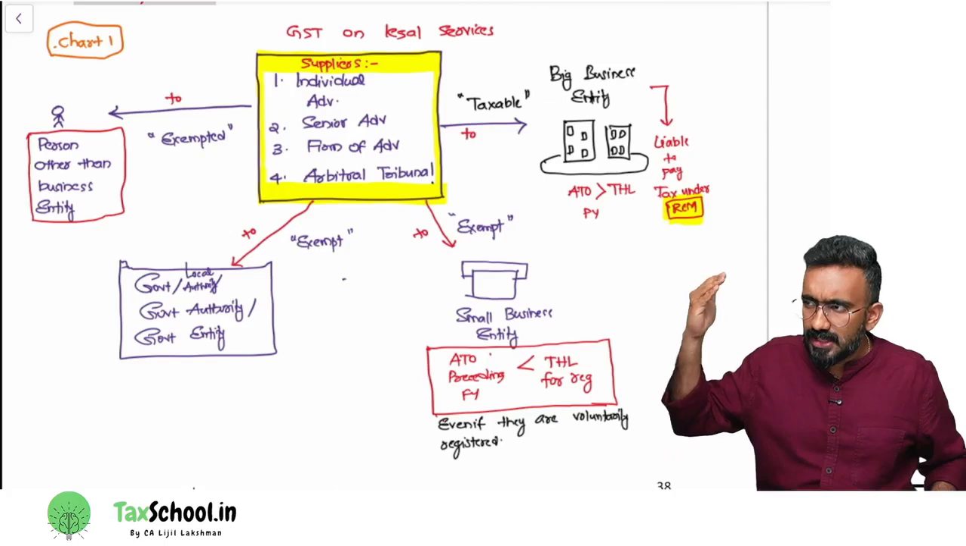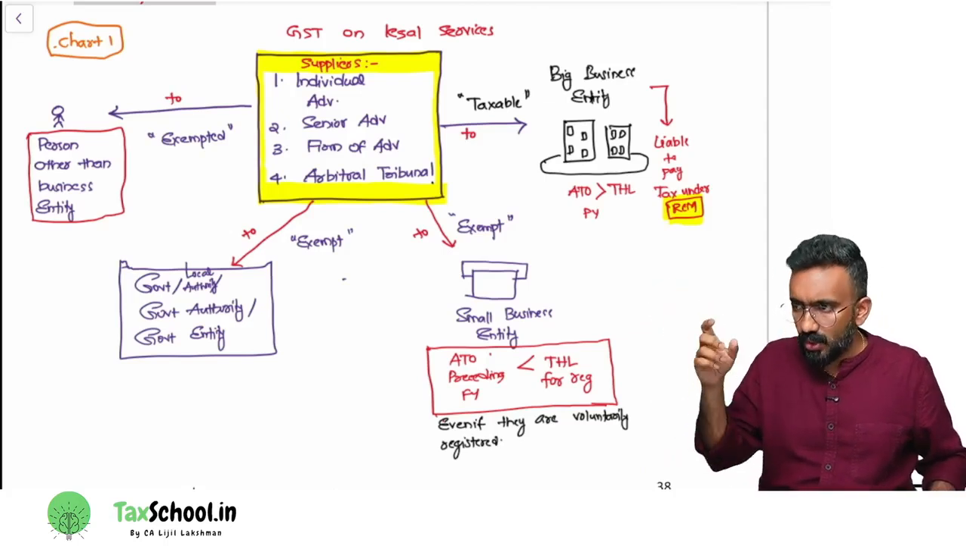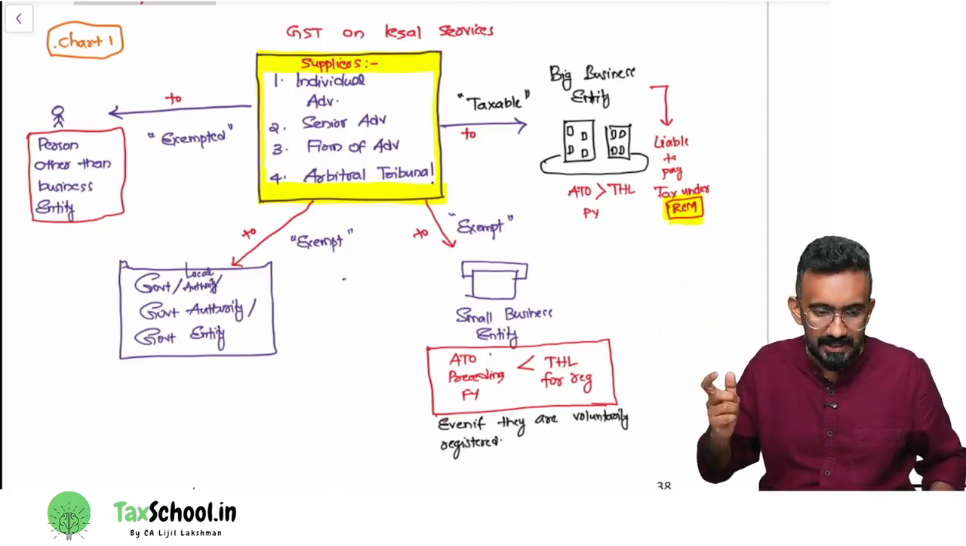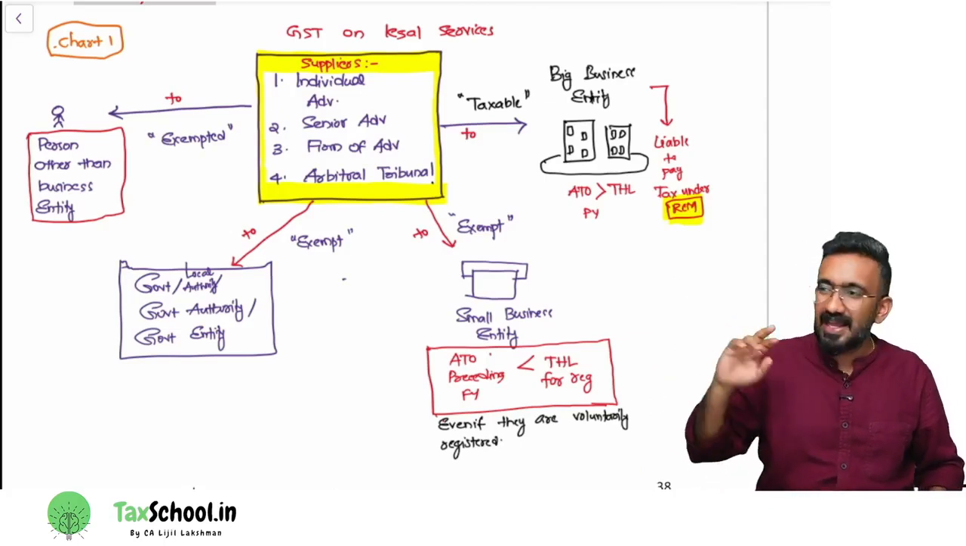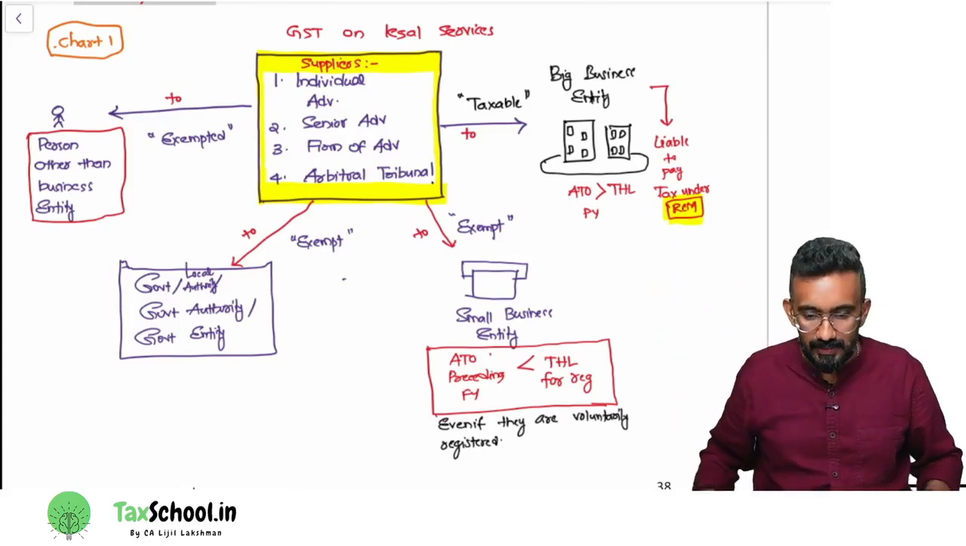Second, if these people are providing services to the government, local authority, governmental authority, or governmental entity, and if I bring RCM, the government will have to pay to the GST department. I don't want that. FCM, not interested. So I give exemption.